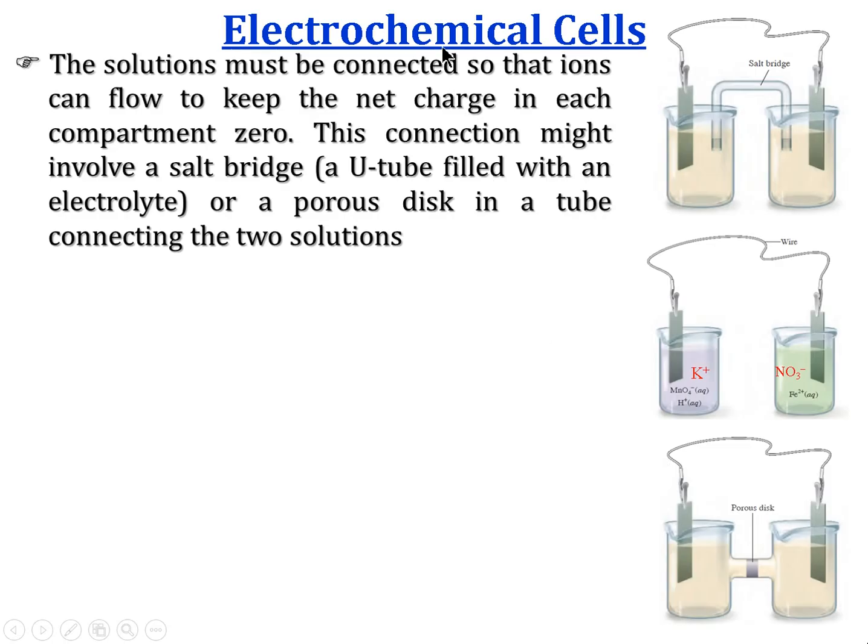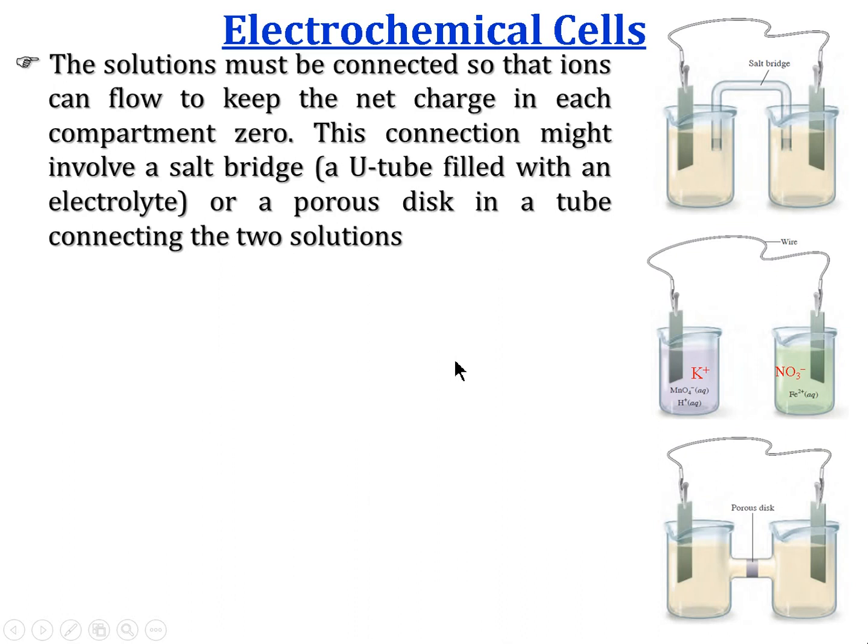So how to construct the electrochemical cell in this case? To construct the electrochemical cell, we have to solve the violation of the electroneutrality principle by adding a connection. This connection might involve a salt bridge, which is a U-tube filled with electrolyte containing positive ions and negative ions, or by using a porous disc in a tube connecting the two solutions.